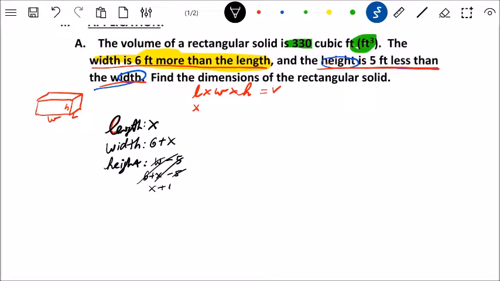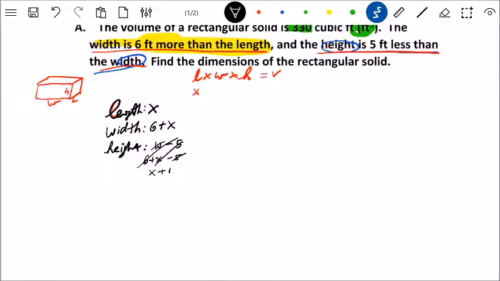So now what we would see here is that the volume equals length times width times height. So the volume of 330 is equal to x times x plus 6. I'm going to make it x plus 6 because I'm just used to putting the x first there. And then x plus 1.